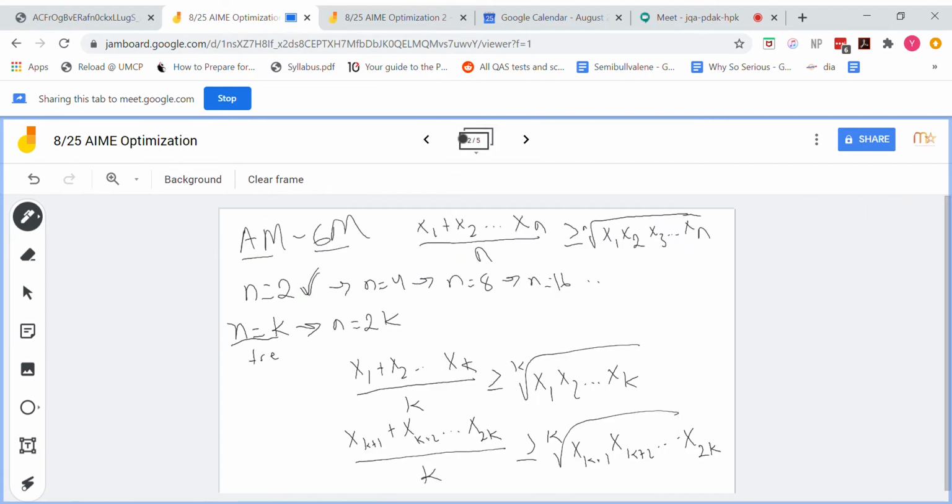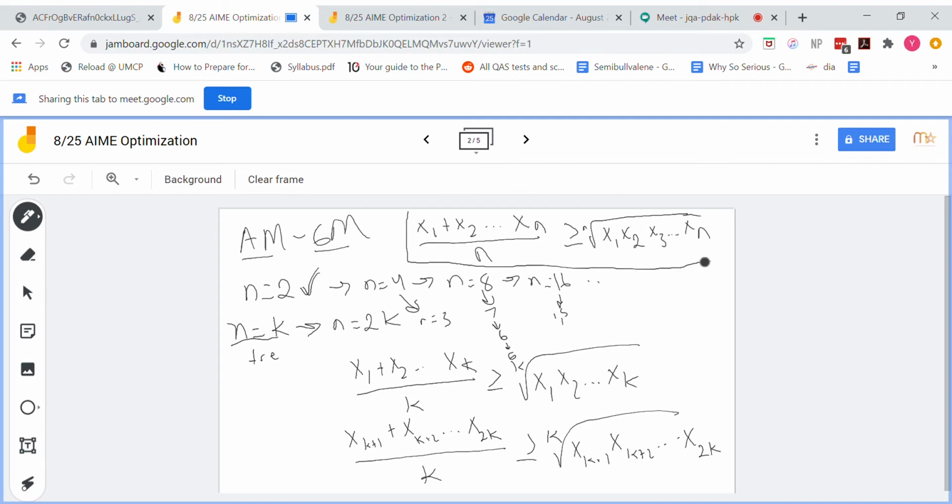So because it's true for n equals 4, it's now true for n equals 3. For 8, it's now true for 7, 6, and 5. And then for 16, it's now true for 15, 14, and you can see that it's going to hold in general for any n. And so we've officially proven the AM-GM inequality.